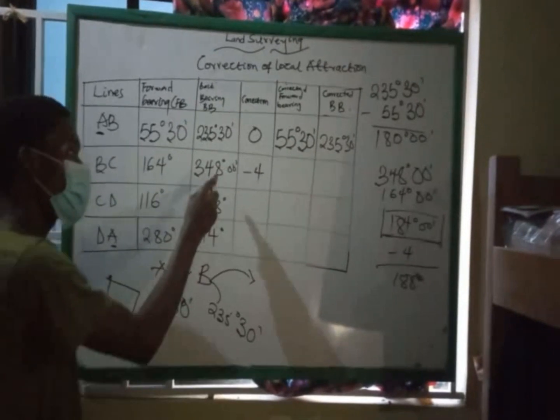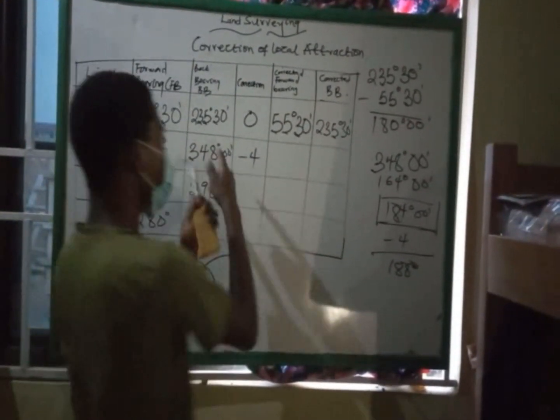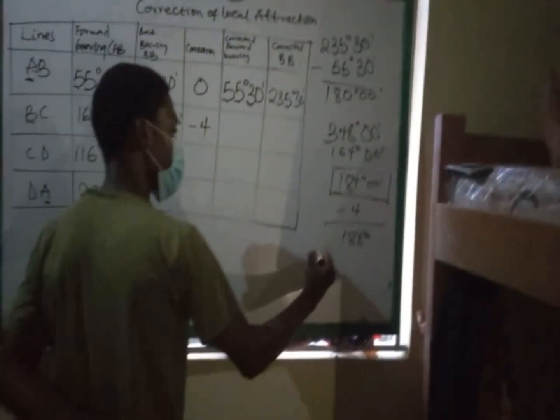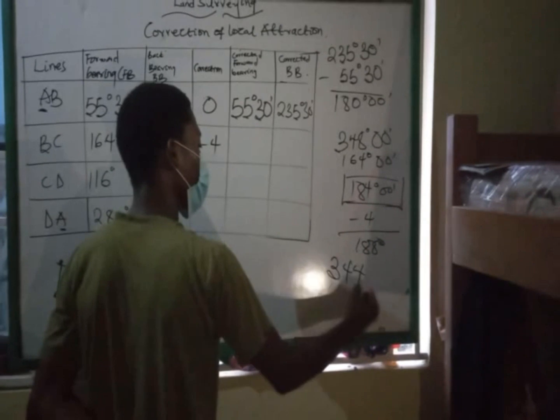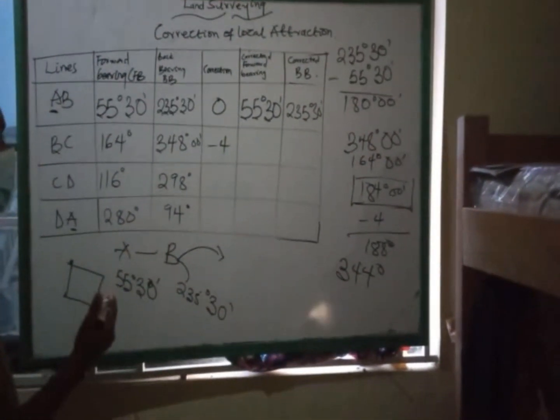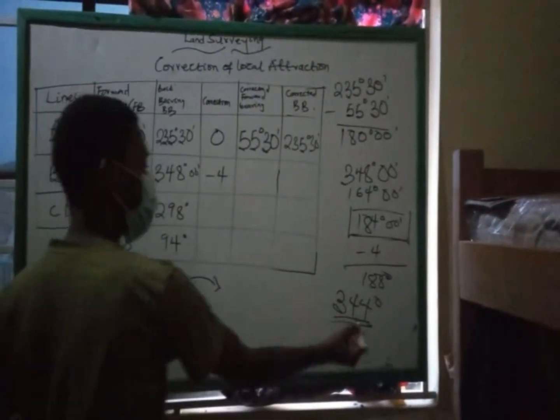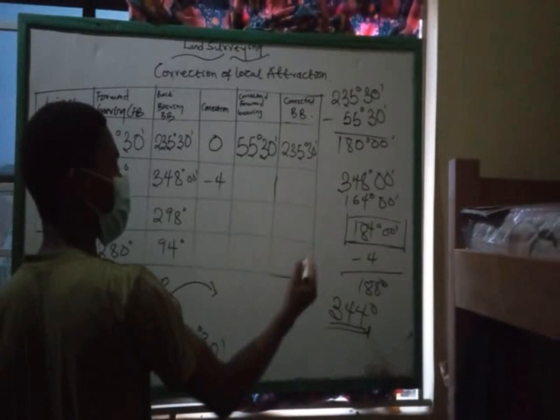So therefore, we attach the correction to the back bearing. Subtracting 4 from 348 gives us 344 degrees. With this, we go back. Coming back to our table, we have this to be a corrected back bearing.